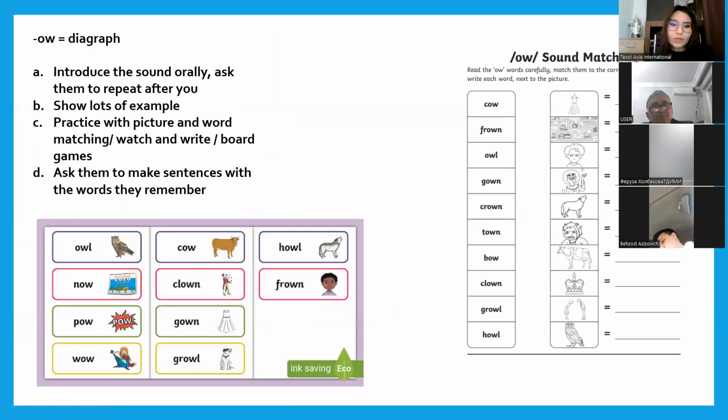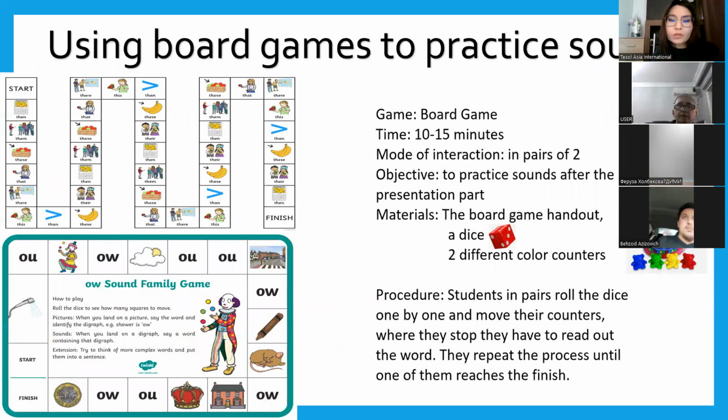And as I said, here you can use board games as well, to practice. And in the very end, you can ask your students to make sentences with the words that they can remember. And board games, I want to show board games to practice sounds.